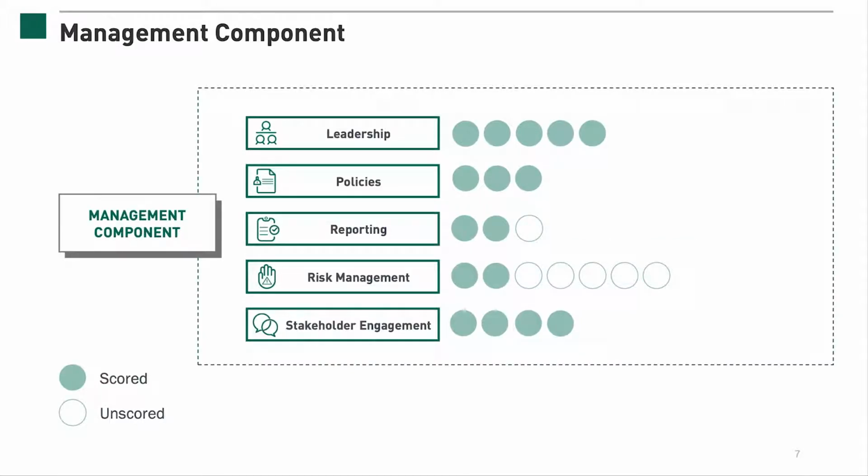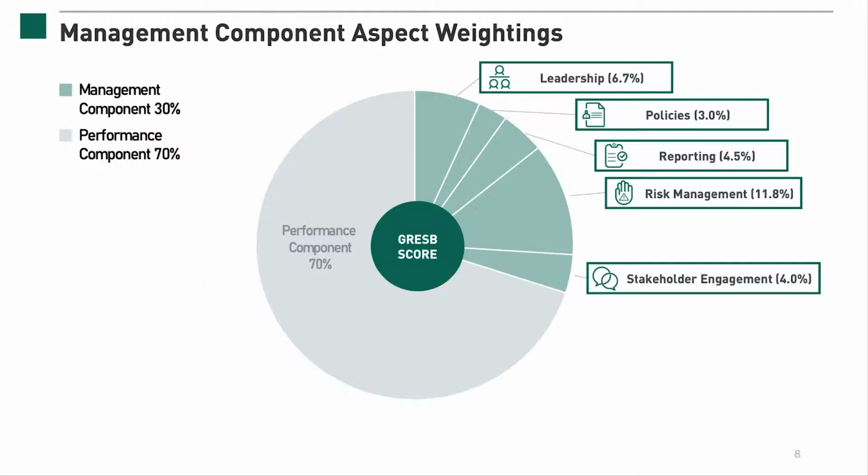The management component consists of 5 aspects: leadership, policies, reporting, risk management, and stakeholder engagement. It is composed of 22 indicators, here represented by the green circles, 16 of which are scored indicators. Viewed in terms of scoring weightings, the management component comprises 30% of the total GRESB score of a fund, with the remaining 70% derived from the GRESB scores of the fund's underlying assets. The risk management aspect, at 11.8%, has the highest aspect weighting, followed by leadership at 6.7%.